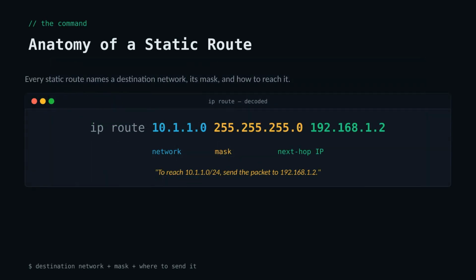So let's break down what that command actually looks like. Every static route is really just three pieces of information stitched together: the destination network you're trying to reach, the subnet mask that defines its size, and the next hop IP, the neighbor you're handing the packet off to. Read it out loud and it almost speaks for itself. To reach 10.1.1.124, send the packet to 192.168.1.2. That's the entire grammar of a static route: a network, a mask, and a direction.